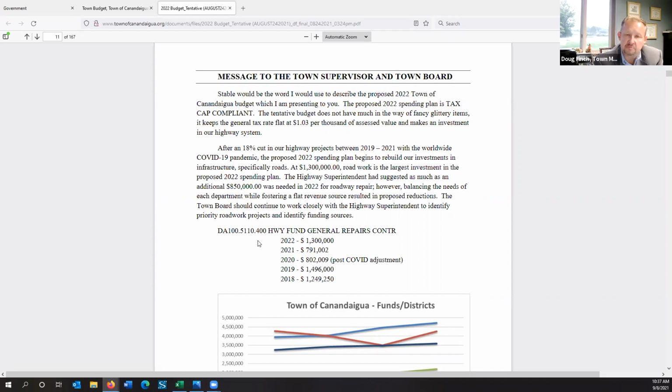Then this proposed tentative budget starts to invest money again in our highways where we need to make improvements. The highway superintendent each year puts together what's called a 284 agreement, where he details to the town board the roads that need to be repaired, reconstructed, improved, repaved, all of those types of things. All of those would fall under this particular account line, highway fund, general repairs, contractual. Interestingly enough, I know we all need striping on the road, but that doesn't fall under the highway fund at all. That falls under general fund. We'll touch on that a little bit later.